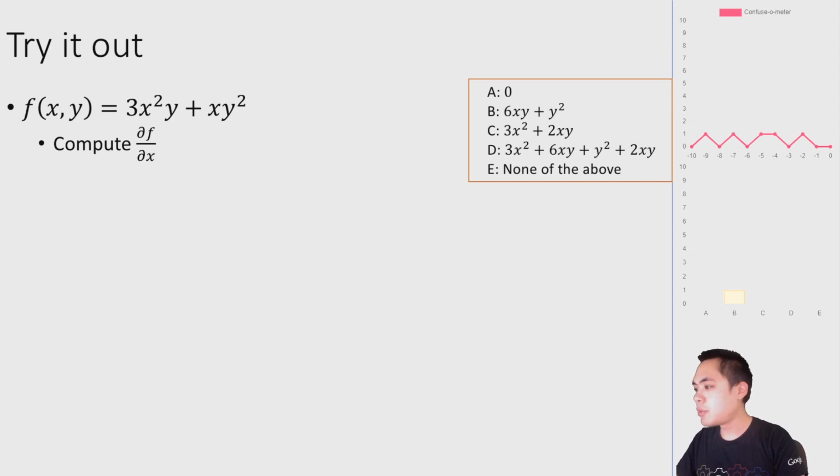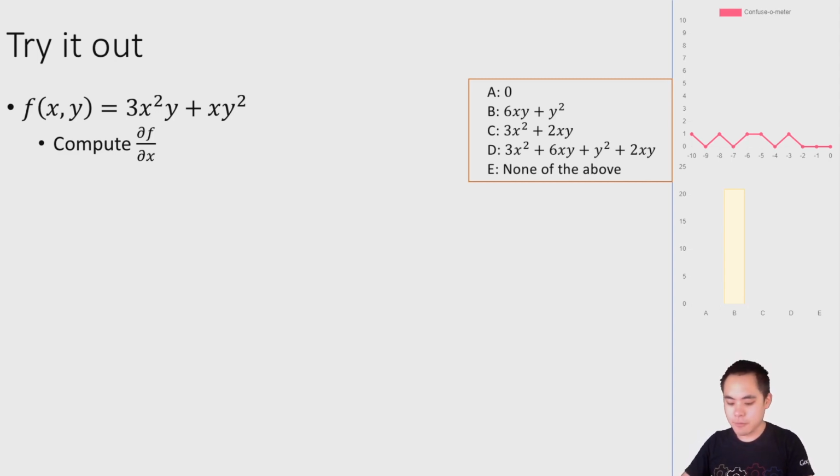Okay, so it looks like we have some number of replies that are showing up in chat. Looks like everyone is saying B. Okay, so let's compute this. So this is equal to 6xy plus y squared. So yes, it is B because you're treating y as a constant and you're taking the derivative with respect to x. Okay, so let's try another one.